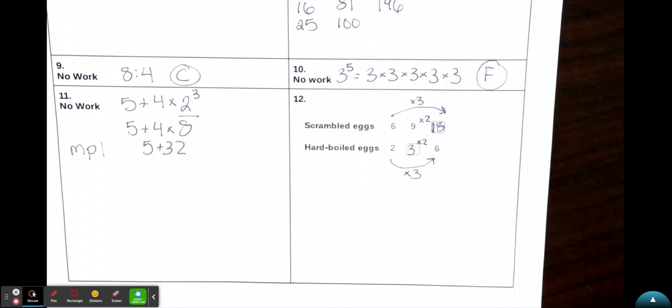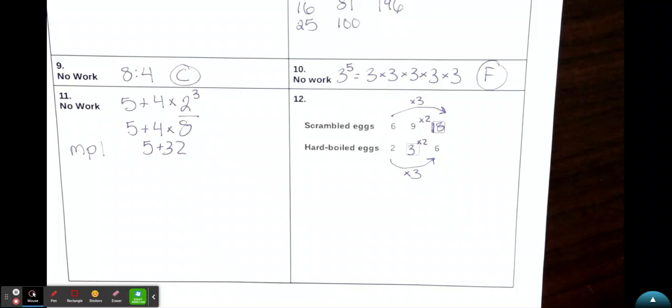I would do 6 and 2, and I would do 9 and 3. So if you're looking at the Chromebook for part B of number 12, I don't have it displayed right here.